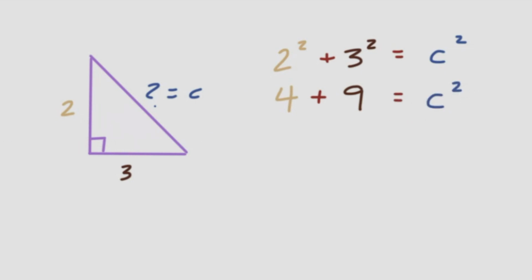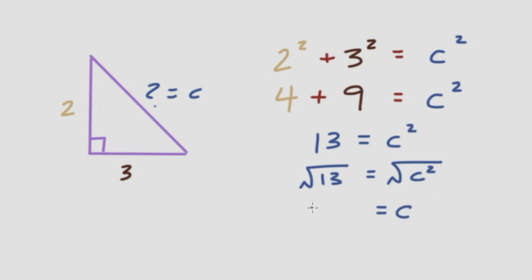So what do we do next? Well, then we know that 4 plus 9 is 13, and 13 is equal to C squared. So how will we find C? Well, we have a friend called the square root, right? We know that we can reverse squares by doing a square root. So root 13 is equal to root C squared. Root C squared is equal to C. So C is equal to root 13.